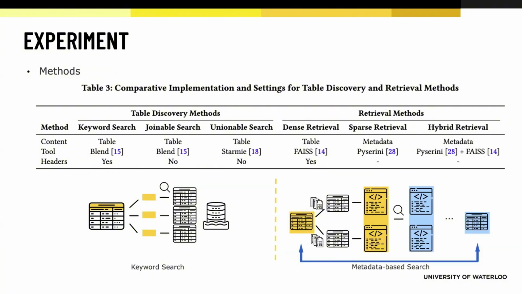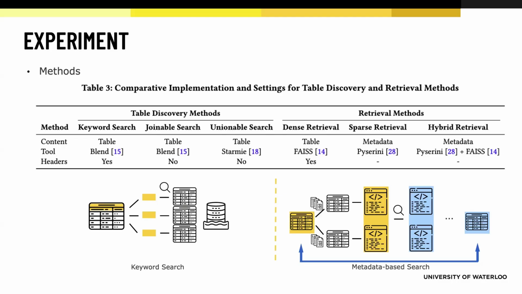And for the retrieval methods, we use FAISS developed by Facebook and also Pyserini developed by other groups. And for hybrid retrieval, because our implementation is a little different from Pyserini, we use a cascade combination. First, retrieve the top 100 candidates using sparse retrieval, and then retrieve the top one using dense retrieval.